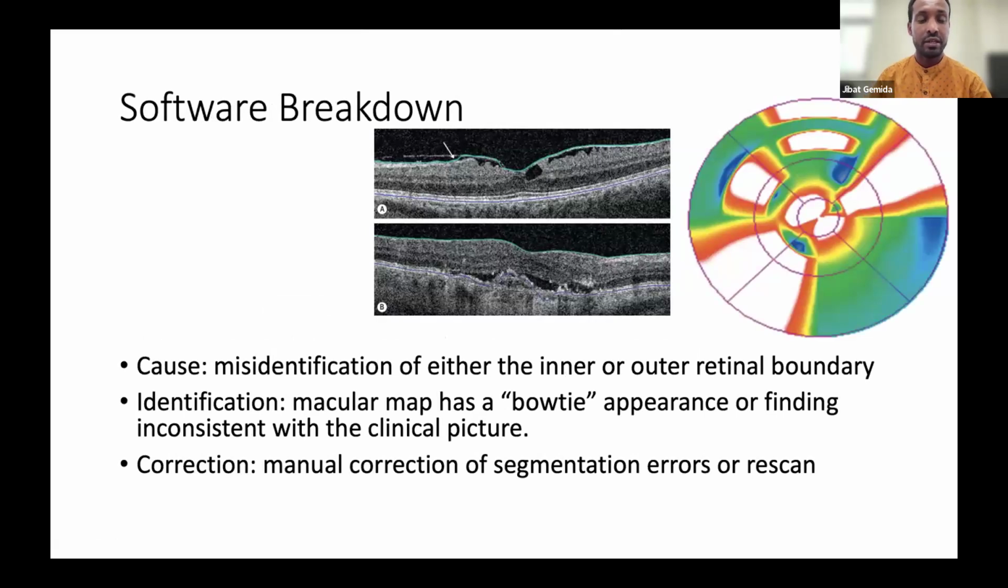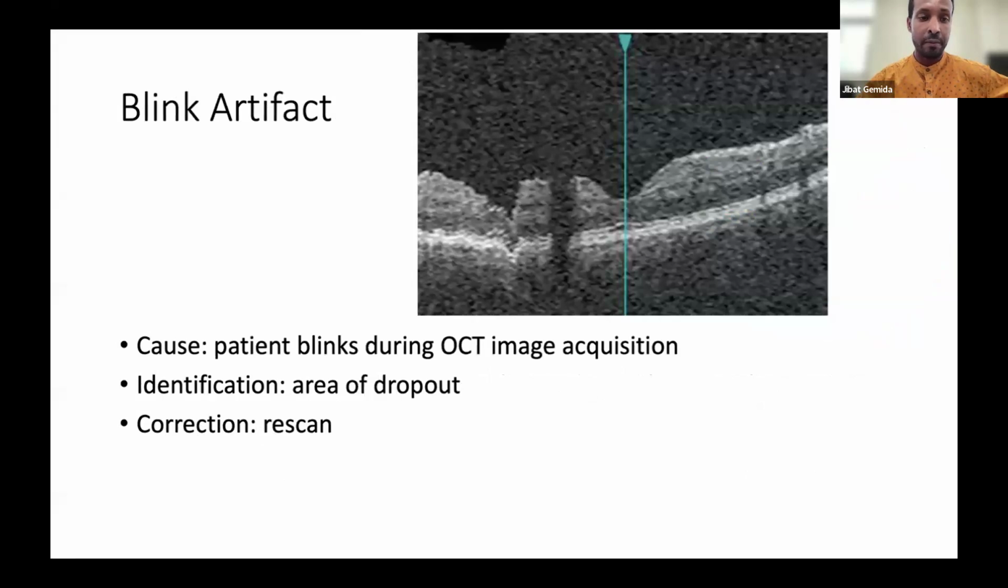The other artifact is software breakdown. This is caused by misidentification of either the inner or outer retina. What will happen is, especially on the macular map, you will see a bow tie appearance, or sometimes you find findings inconsistent with the clinical picture. You can correct this by manual correction of the segmentation error, or you can do a rescan.